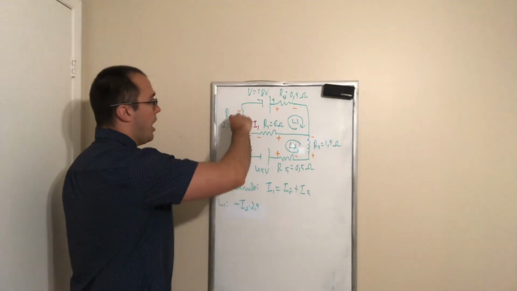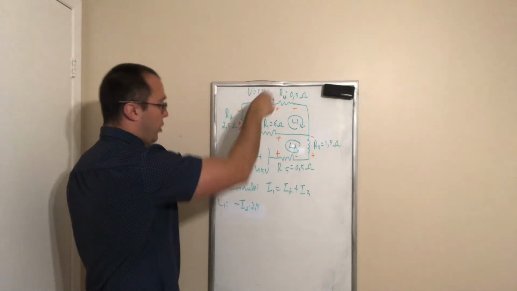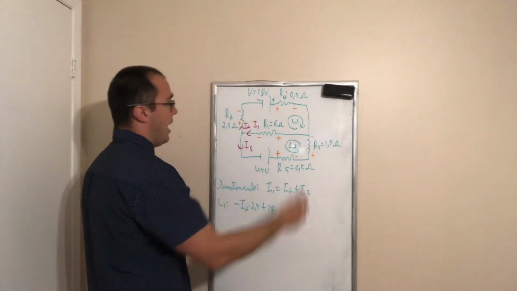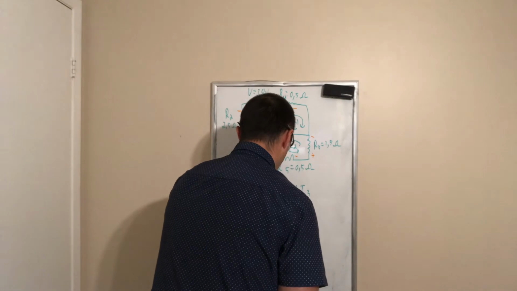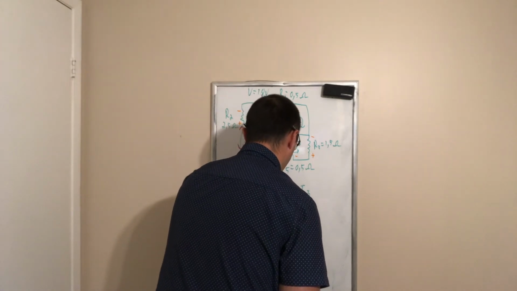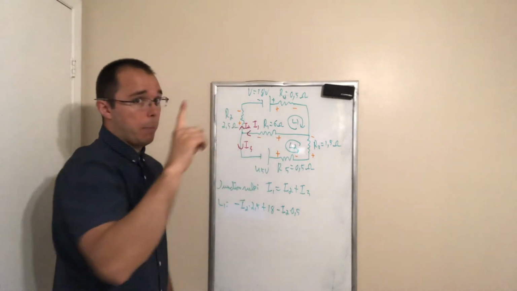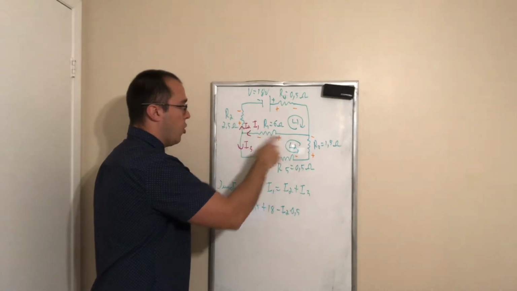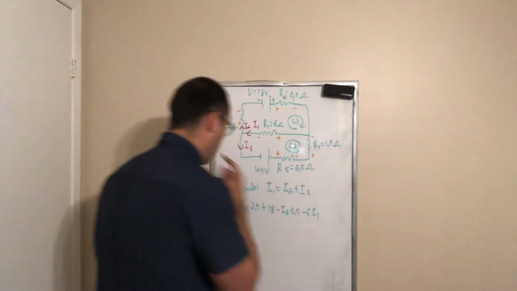All right. Now we go through that power source. There's a voltage gain of 18 volts, so plus 18. And following the same logic, so minus I2 multiplied by 0.5. We go over here, and there's a voltage drop, but be careful here. This is not I2 anymore, it is I1, so minus 6I1 in this case.